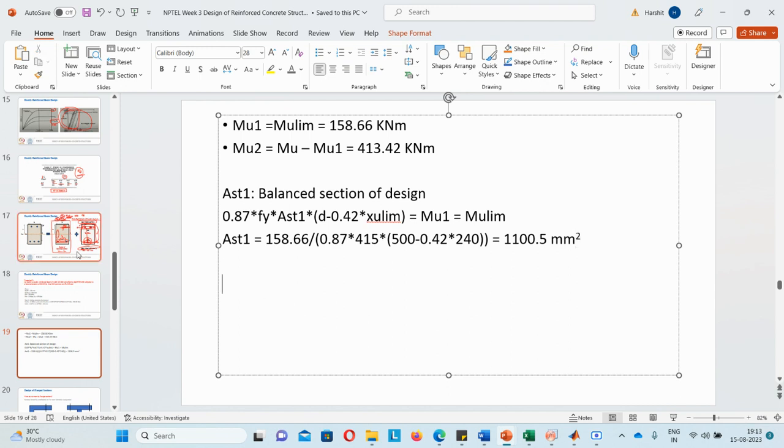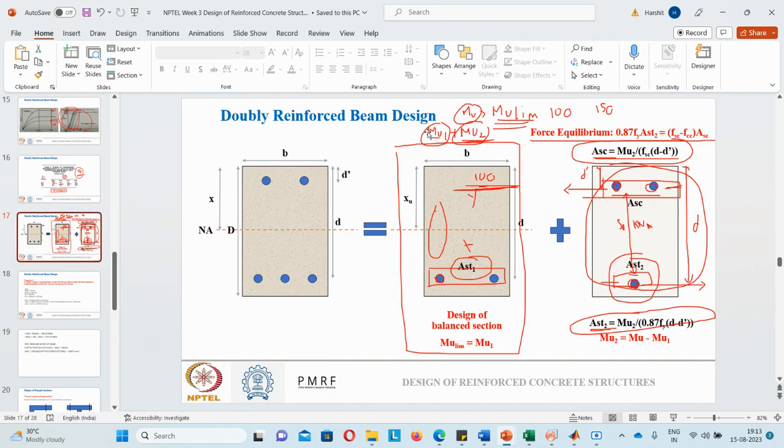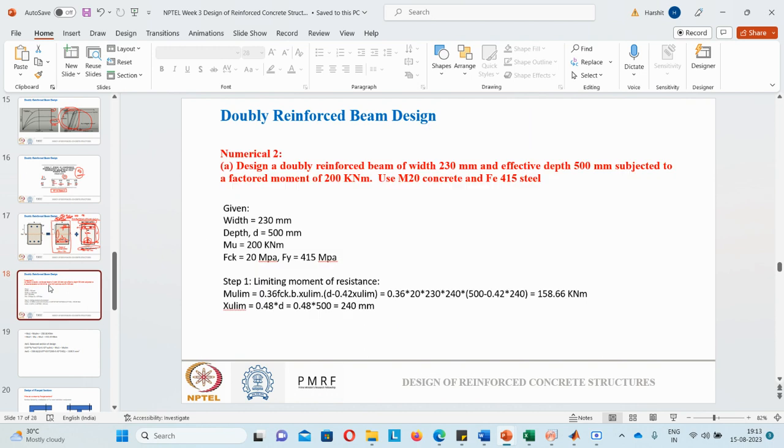Okay, so this is AST1, the area of steel required for balancing the first part of the moment, that is Mu1. Now for AST2 and ASC, we need an additional factor d dash. D dash we don't know. It is not given in the question. What is the depth of the reinforcement on the compression side?